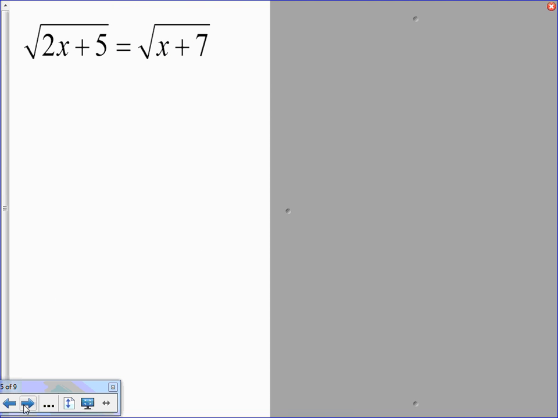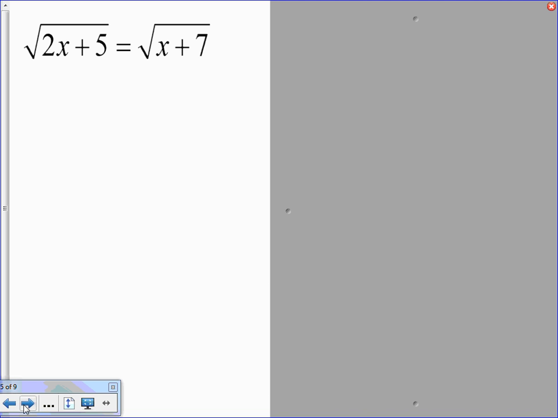What do you think about this problem? Square root of 2x plus 5 equals the square root of x plus 7. What did I change? There's a square root on both sides. Are the square roots all by themselves? They have stuff underneath, but isn't that the whole radicand? Yeah, 2x plus 5 is the radicand and x plus 7 is the radicand. So I do think that the radicals are all by themselves. How do you get rid of that then?